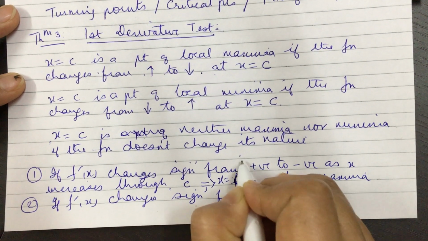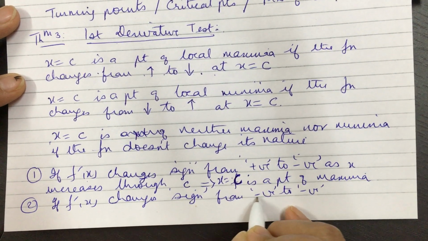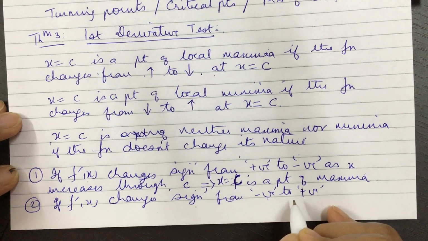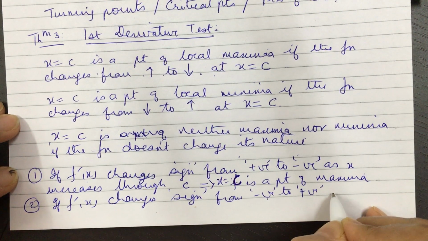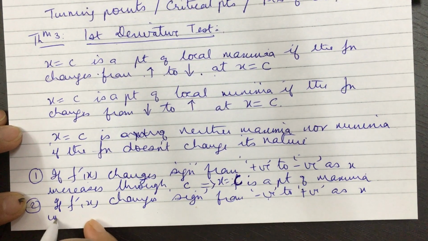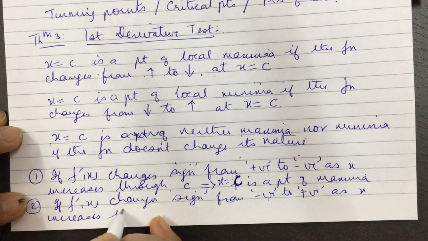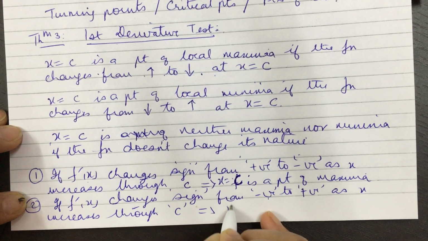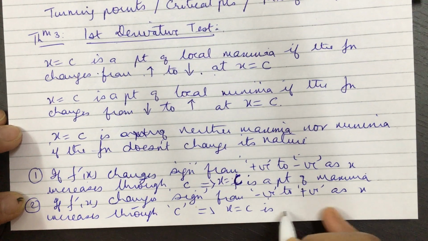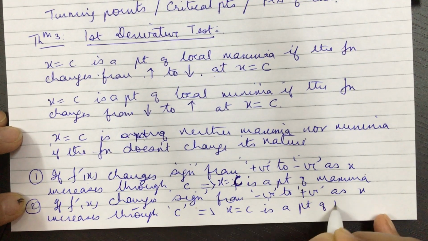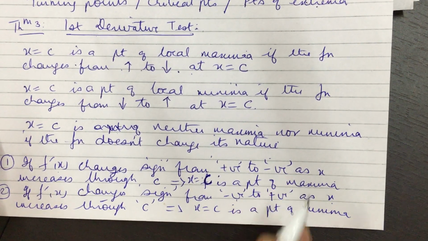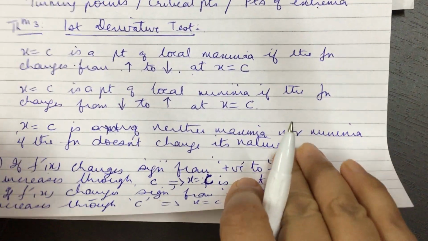What is the meaning of this? It changes from negative, meaning decreasing, to positive, meaning increasing, as x increases through the point c. It implies that x equal to c is a point of minima. So, let us take one example of this kind and then we will take up the next result.